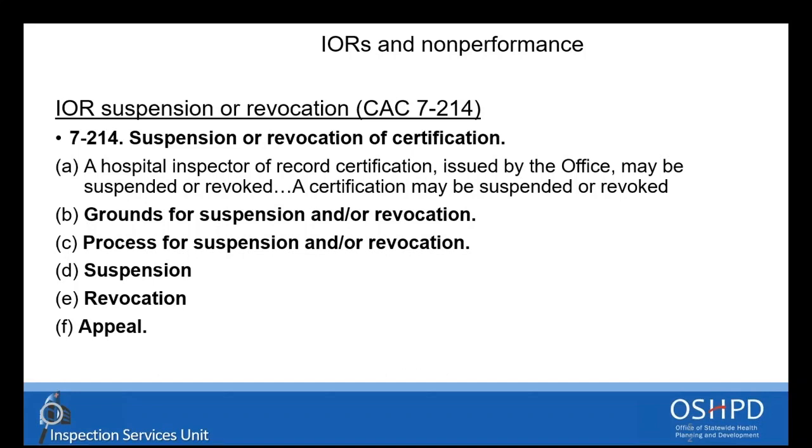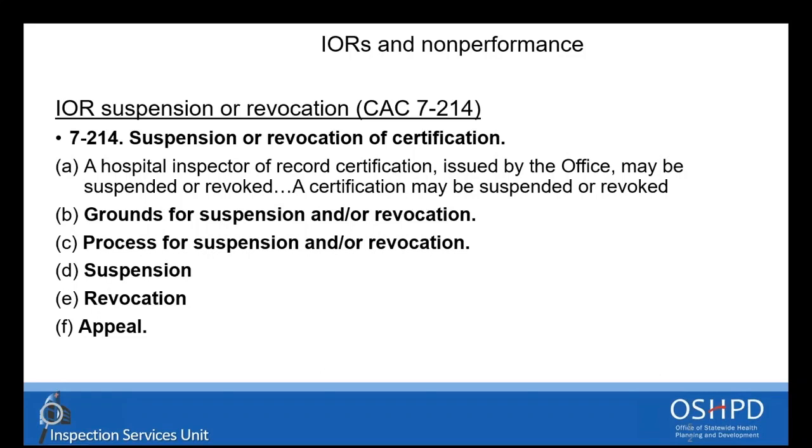So what is in a short way the suspension? Suspensions happen for a solitary, limited, or isolated incident. Revocation happens for repeated or continuous deviation from the general standard. A certification, once revoked, is no longer valid and may not be renewed. The IOR may not apply for a new certification for a period of 3 years from the date of the office final written determination identified in the admin code 7214C.